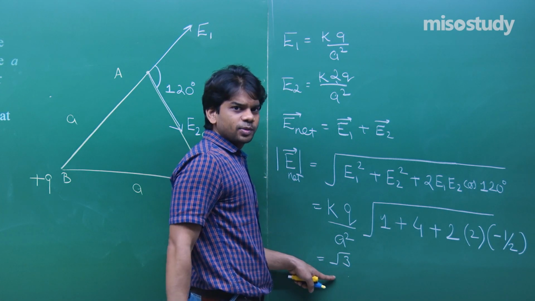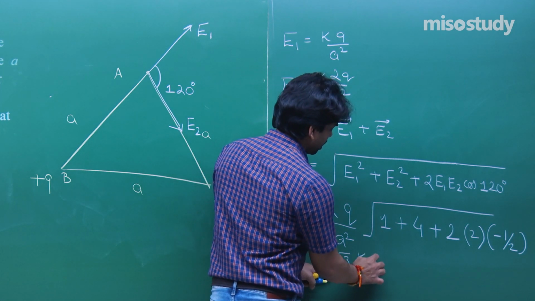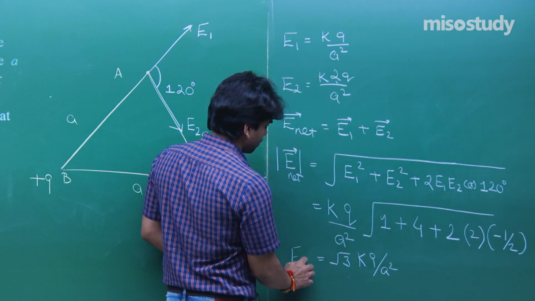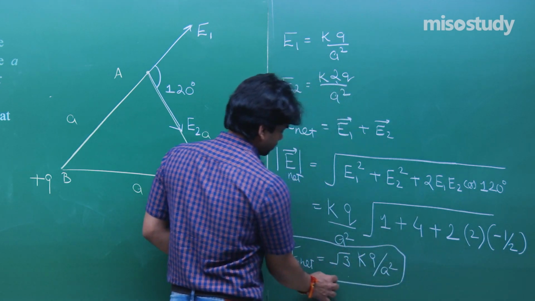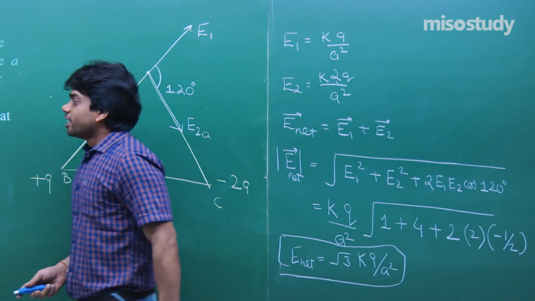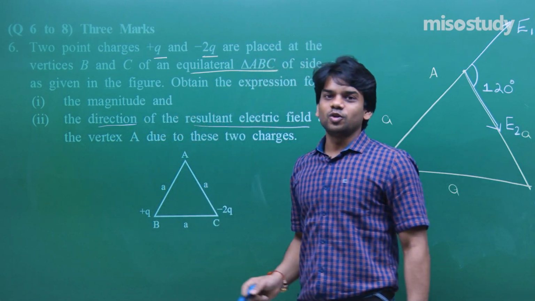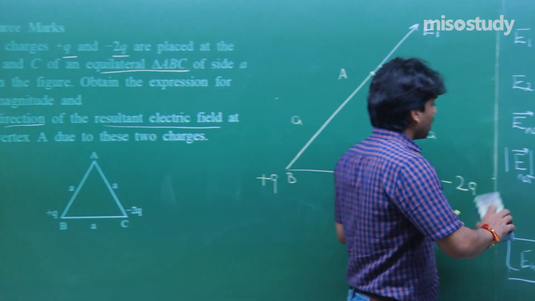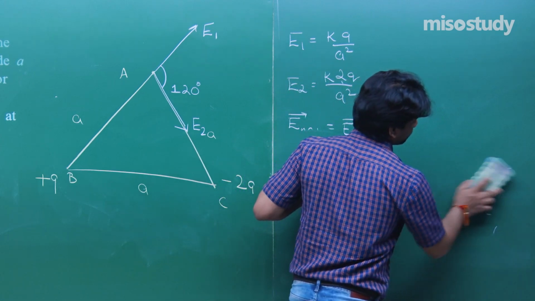I hope that you can clearly see up till this end, that would be clear to you all, I believe. Root 3 kq by a square. This is the value of the magnitude, the first part we are done here. Next, the direction of the resultant electric field. Direction: two vectors, their resultant, where it is directed. Again, it's not too tough to make it out.